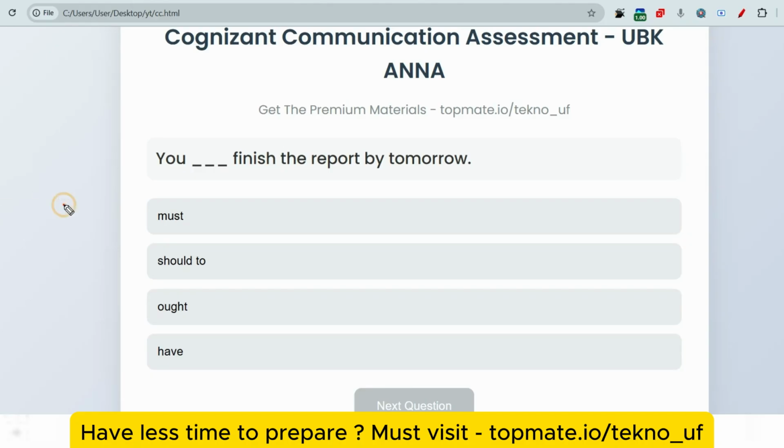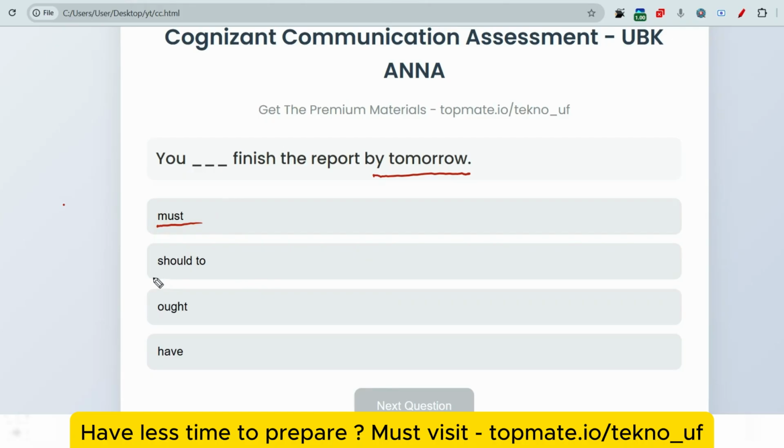As you can see, there is an indication of obligation. That means it must be complete by tomorrow. That means this is a command. So in case of commanding, we should use must.